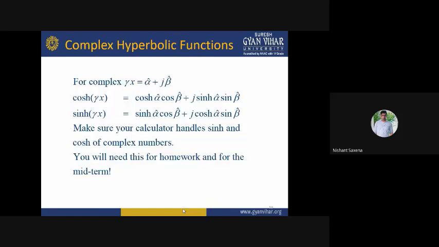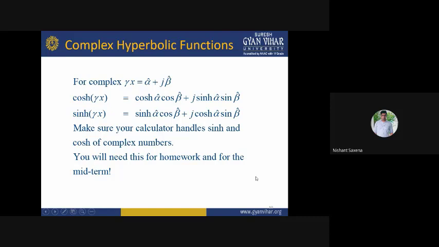That means for a complex value gamma x, it is equal to alpha plus j beta. Therefore, if I put this formula cos(a plus b), I can write cos hyperbolic gamma x as cos hyperbolic alpha cos beta plus j sin hyperbolic alpha sin beta. Similarly, applying the sin(a plus b) formula, it will be equal to sin hyperbolic alpha cos beta plus j cos hyperbolic alpha sin beta.